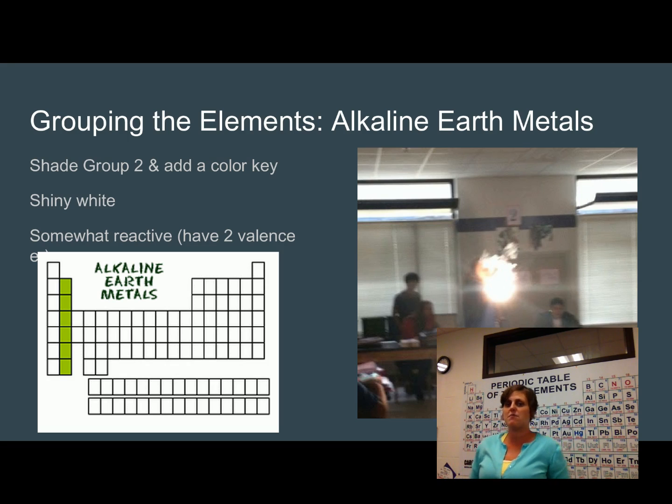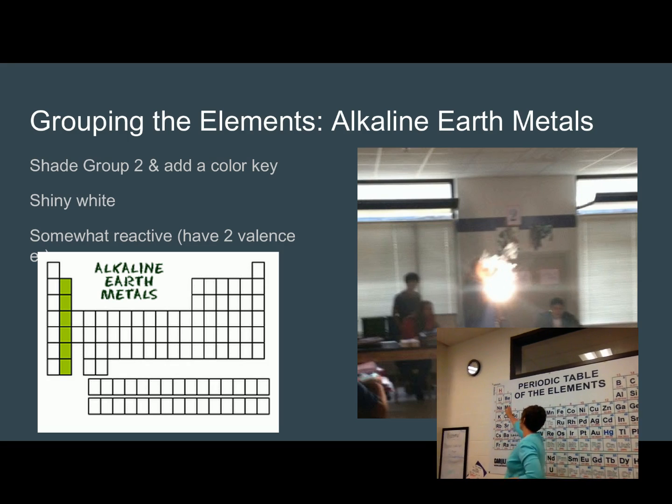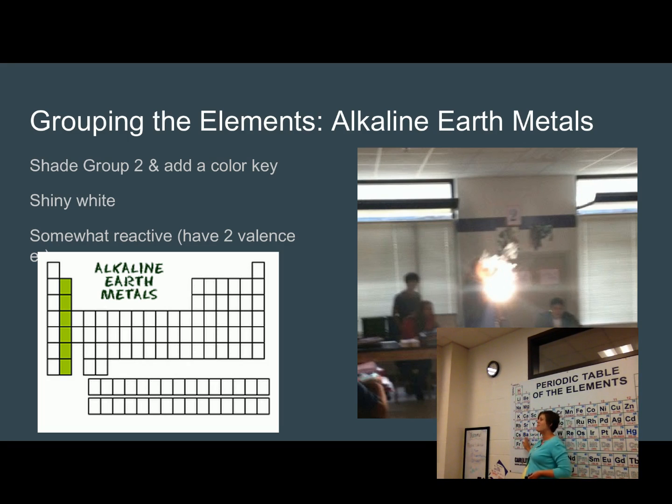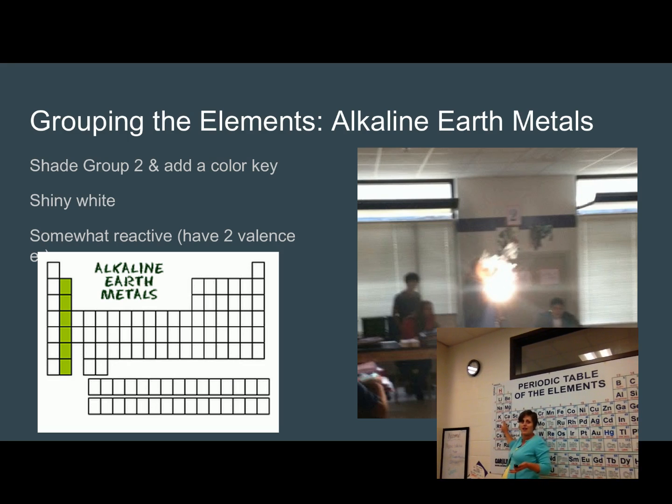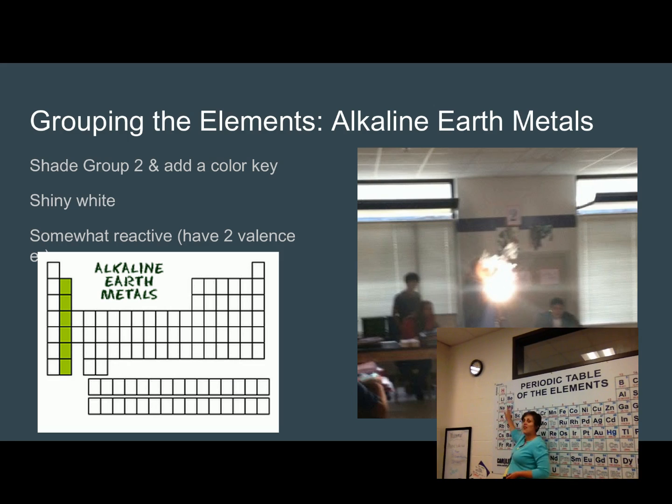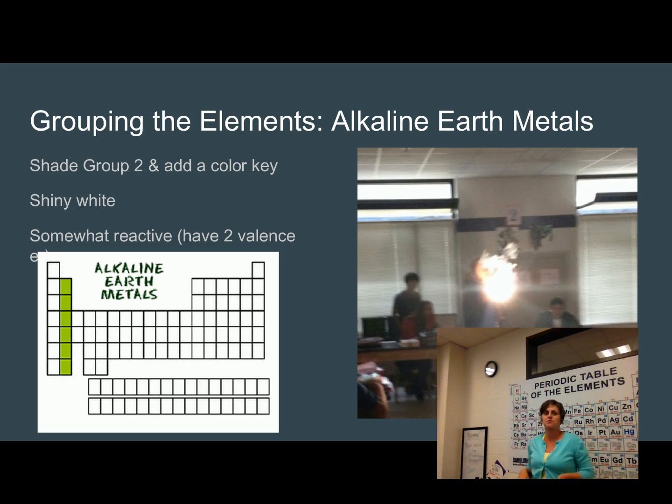Then our alkali earth metals are group 2. They're still pretty reactive, but they're less reactive than these guys because they've got 2 electrons. And getting rid of 2 electrons is a little bit more difficult than getting rid of just 1 electron. So, but they're still very reactive.